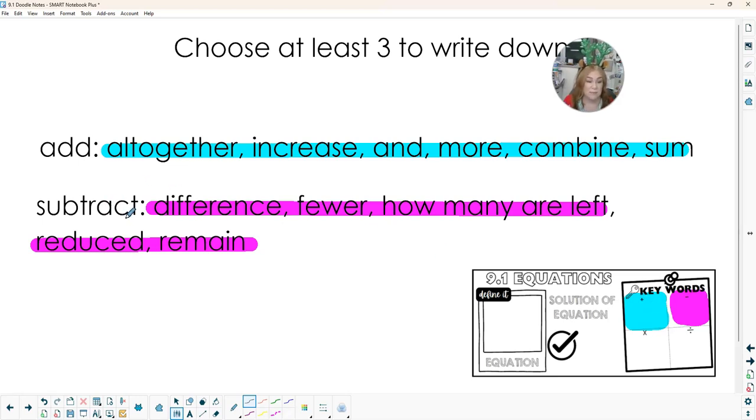So some words that mean subtract. The mathematical word is a difference. You can also get fewer or less of something. The question might say, how many are left? You can reduce something, or it might ask how many remain. So those are some words that mean subtraction.